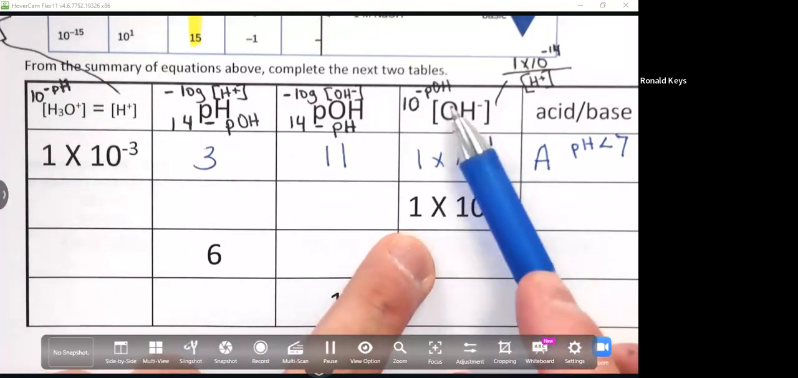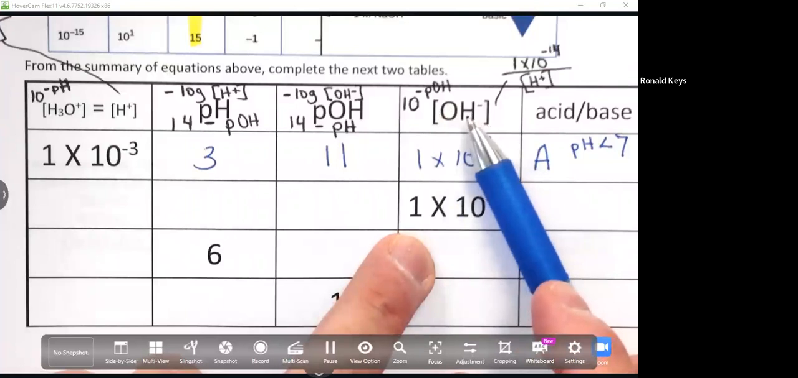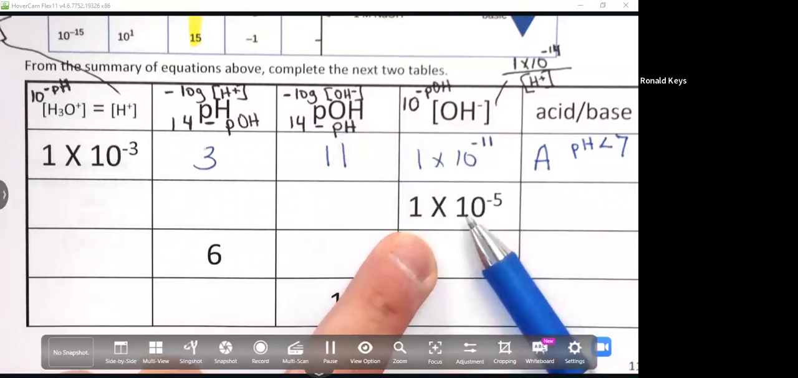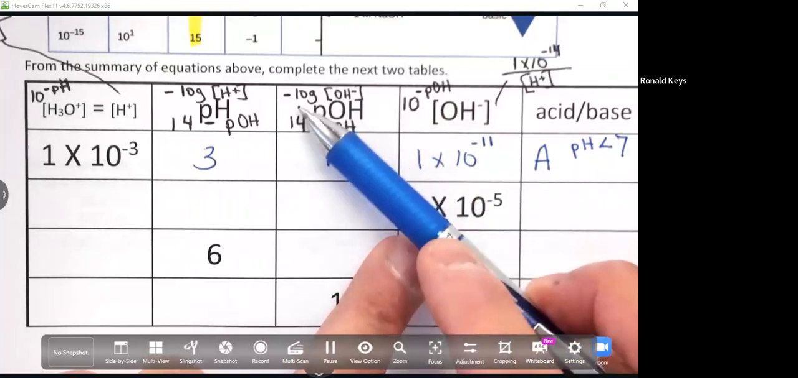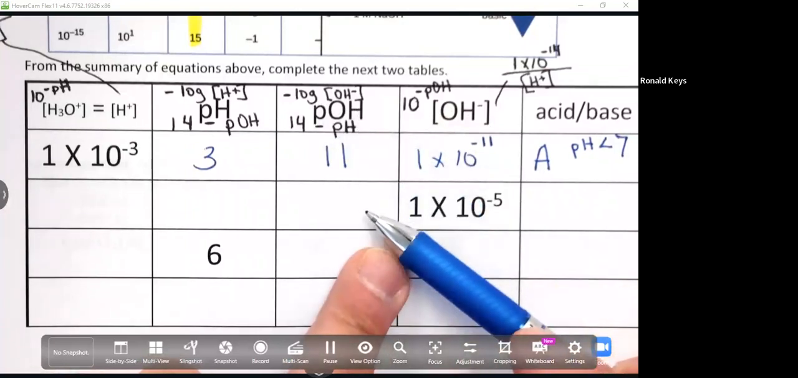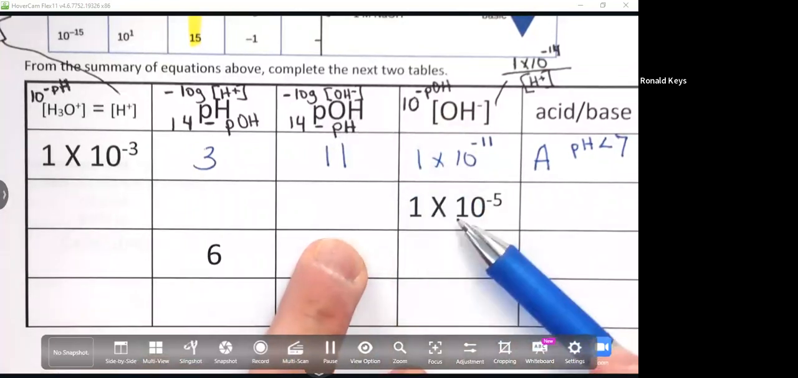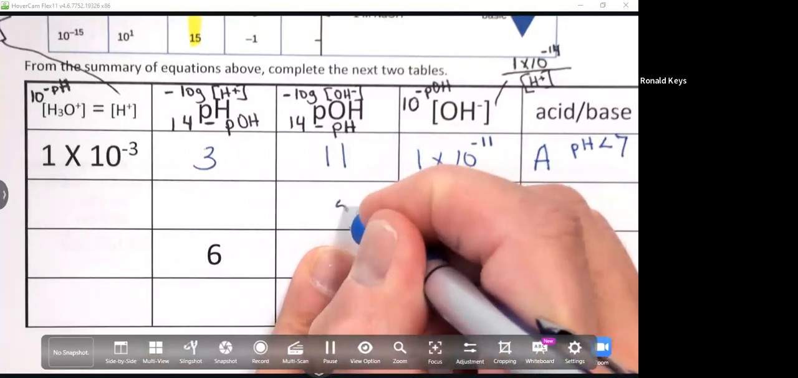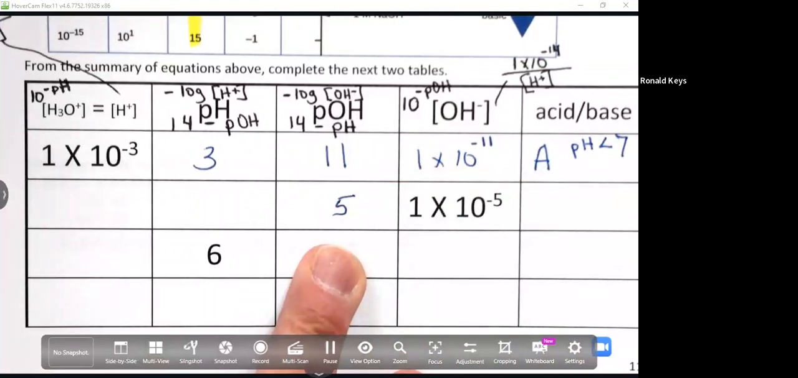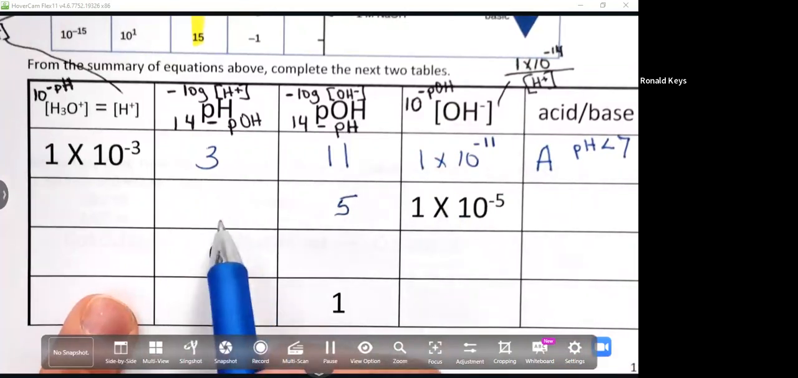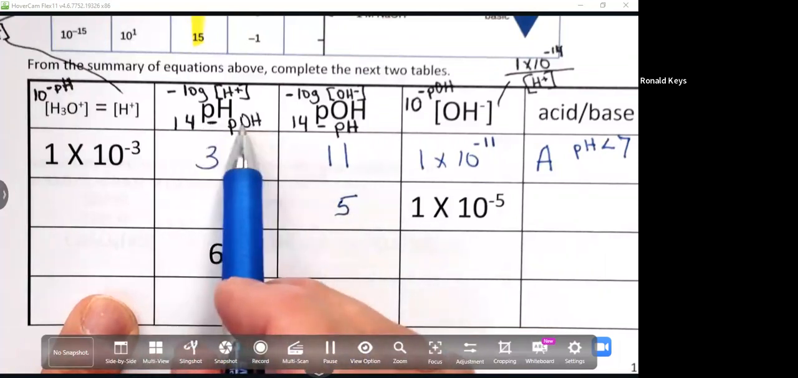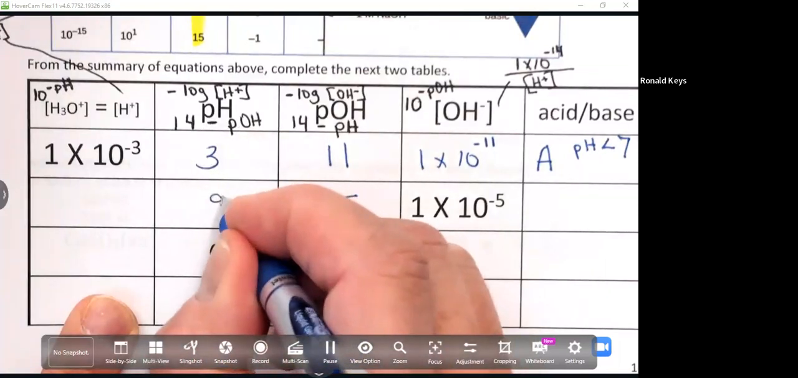For this one, I have my concentration of OH minus. So let's get the pOH this time. Take the negative log of OH minus, which will give me my pOH. If I take the negative log of that, I am going to get 5. Then that makes my pH, because these two have to add up to 14. So 14 minus my pOH, 5, is 9.